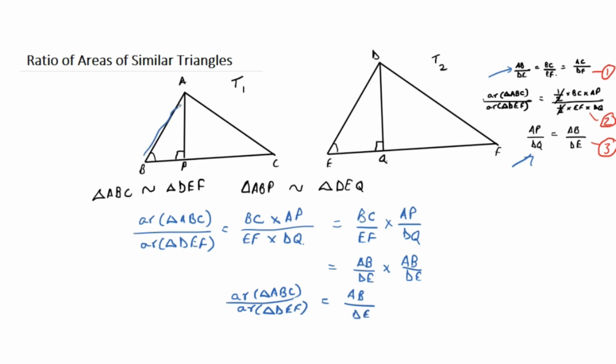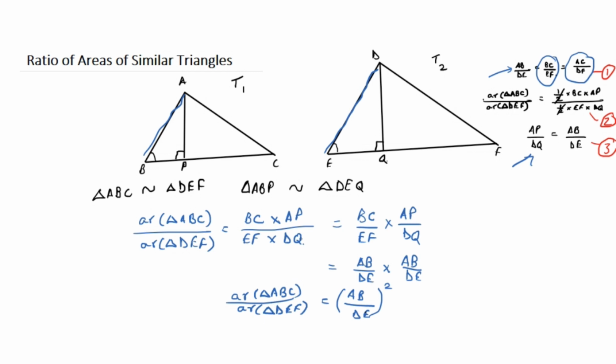You see AB and DE, these are corresponding sides of the two triangles, and since they are being multiplied with each other 2 times, we can say that the ratio of the areas of two similar triangles is equal to the square of the ratio of the corresponding sides. The same way we can go ahead and prove it for AC over DF also and BC over EF also. So you take the ratio of any corresponding sides, square it up, and that will give you the ratio of the areas of the triangles.